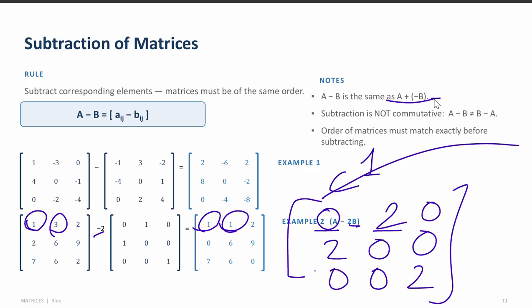Now subtraction is not commutative. Like we talked about addition, that it holds the commutative property to be true, but it is not the case for subtraction. Here A minus B is not equal to B minus A. The order of matrices must match exactly before subtracting, okay? So the order should be the same. Here all of these matrices are 3 by 3 matrices. Therefore it is easy for us to do the subtraction, or it wouldn't have been possible.